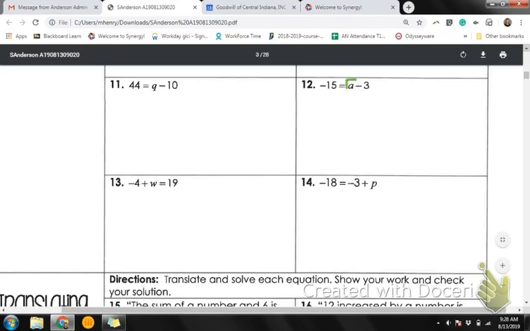So on 15, our A is here. So that means we are getting rid of the 3 and the 3. I saw this on someone's paper. What might be a little bit hard about this to notice?